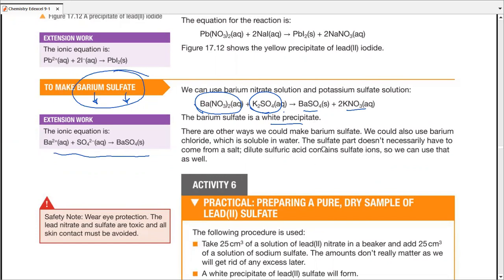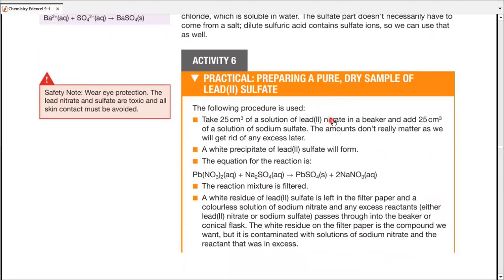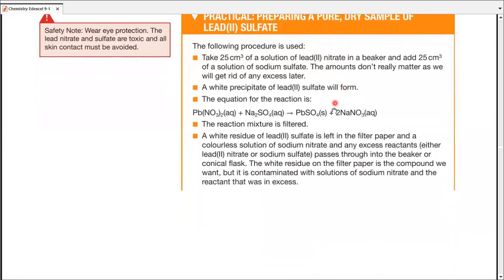Let's cover this as a part of practical. So your activity: preparing a pure dry sample of an insoluble salt. In this case, we have lead sulfate. Take the lead nitrate again, and the same quantity of sodium sulfate. Amounts really do not matter because we're going to get rid of excess later. A white precipitate of lead sulfate will form. This is your equation.